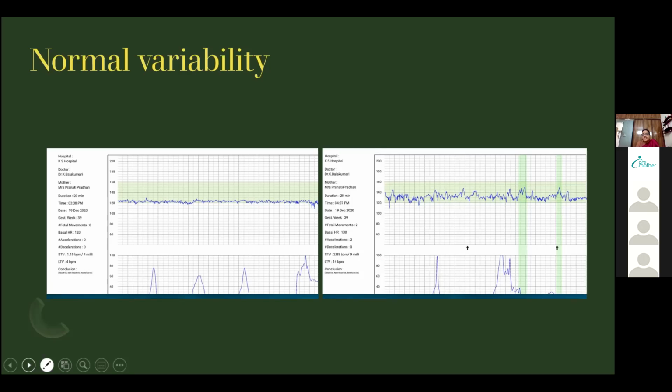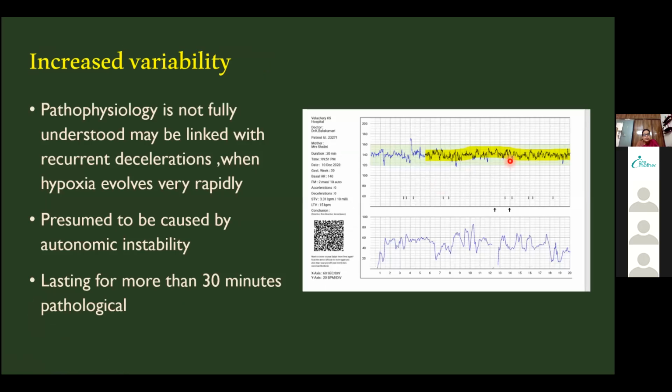Increased variability, we really do not know the pathophysiology. It is presumed to be due to autonomic instability. If it lasts more than 30 minutes, it is pathological. Again and again, whenever we use the term pathological, it does not mean that we have to jump to a conclusion and do a C-section. Only in acute bradycardia do you have to do an immediate C-section. In all the other conditions, when we say pathological, reassess the patient. If there is a removable cause, remove it, and if it continues, then you can take a decision for C-section.